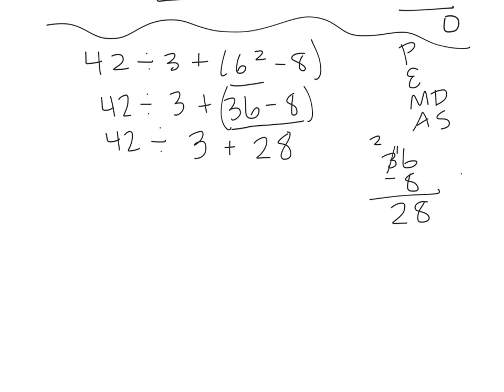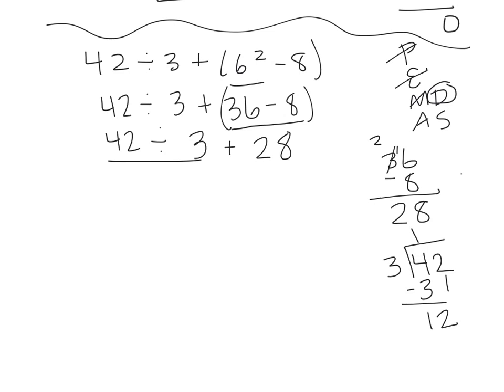Now divide is next. Because parentheses are done, we did our exponents. We don't have multiply, but we do have divide. 42 divided by 3, I am not going to do that in my head because I don't want to miss it. And 3 goes into 4 one time. 1 times 3 is 3. Subtract and you get 1. Bring down your 2. 3 goes into 12 4 times, making my answer 12.